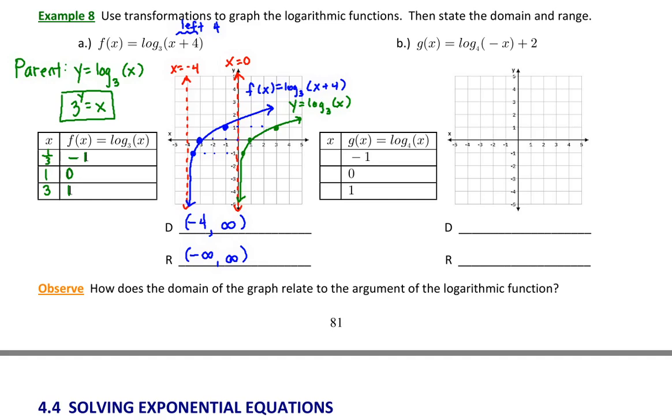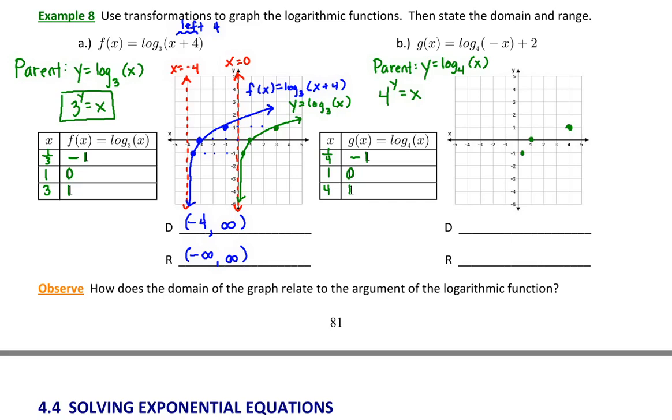Okay, let's try log base 4 of -x plus 2. We're going to begin by graphing our parent function, which is log base 4 of x. Let's convert that to exponential form: 4 to the yth power equals x. And let's use y values -1, 0, and 1. So 4 to the -1 power is 1/4. 4 to the 0th power is 1. And 4 to the first power is 4. So plotting those points for our parent function, we have (1/4, -1), (1, 0), and (4, 1).